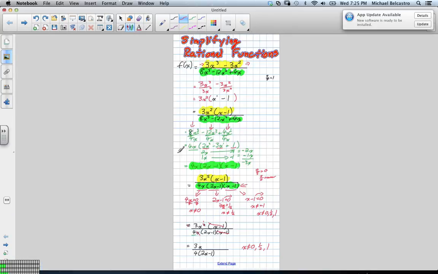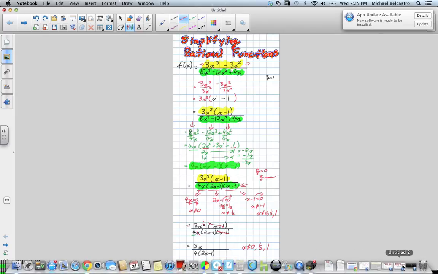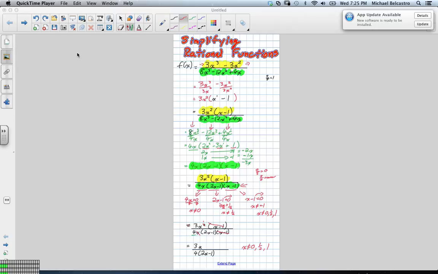Quite a bit of work. A lot of factoring. Once we get the hang of the factoring, it's pretty simple. We just have to state restrictions, and then simplify the question from there. But it's very important that we're able to recognize all of that.